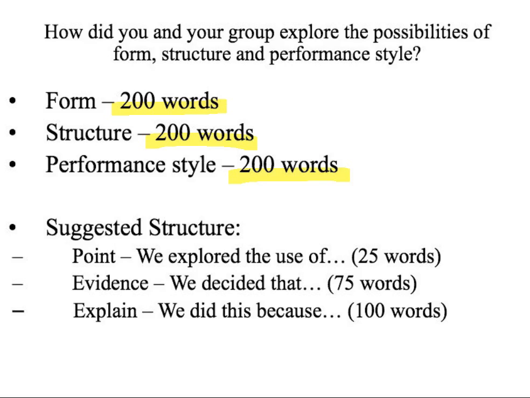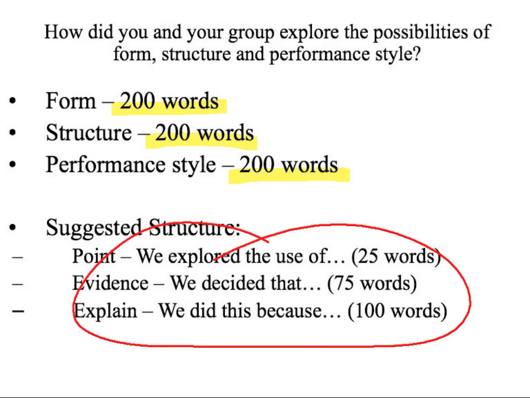So here's a suggested structure, using the point, evidence, and explain. Point, we explored the use of what, we decided that what, we did this because. So you're going through that process which you've just done in your note-taking. So you're talking about what you explored, the decisions that you made, and the changes that you implemented in your performance. Okay, so have a go at writing some of those. Try to make it as concise as possible. That's the really key bit.